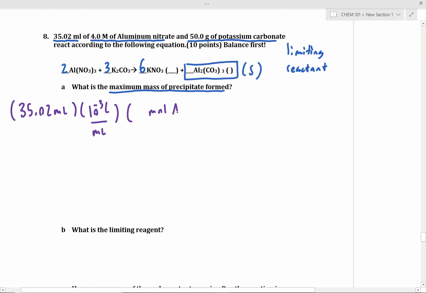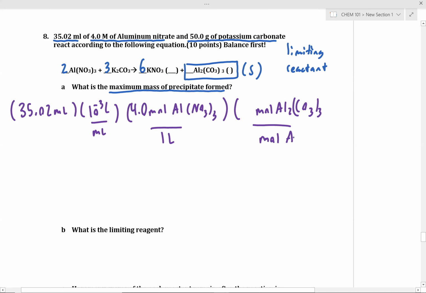How many moles of aluminum nitrate do we have per 1 liter? What is the molarity of our aluminum nitrate solution? What are we given for the molarity? Yep, 4.0. Okay, and now my question to you is, how many moles of aluminum carbonate are produced per mole of aluminum nitrate? What is our mole to mole ratio? What is the number in front of aluminum carbonate? What's our coefficient in front of aluminum carbonate? 1. And what's the coefficient in front of aluminum nitrate? 2.